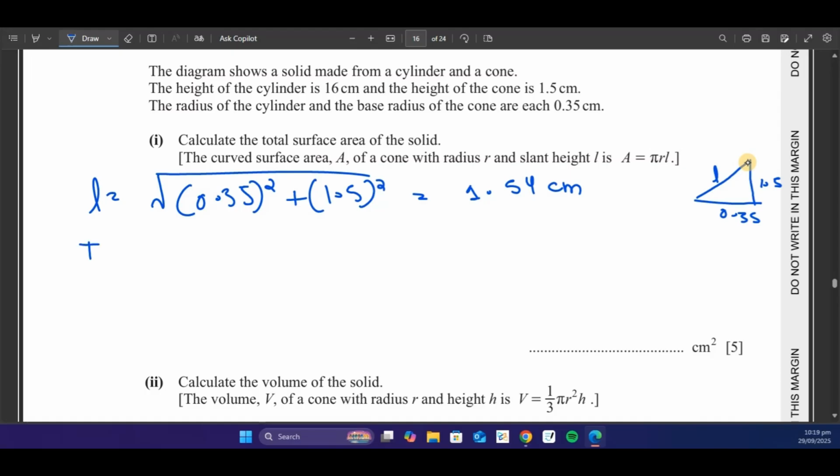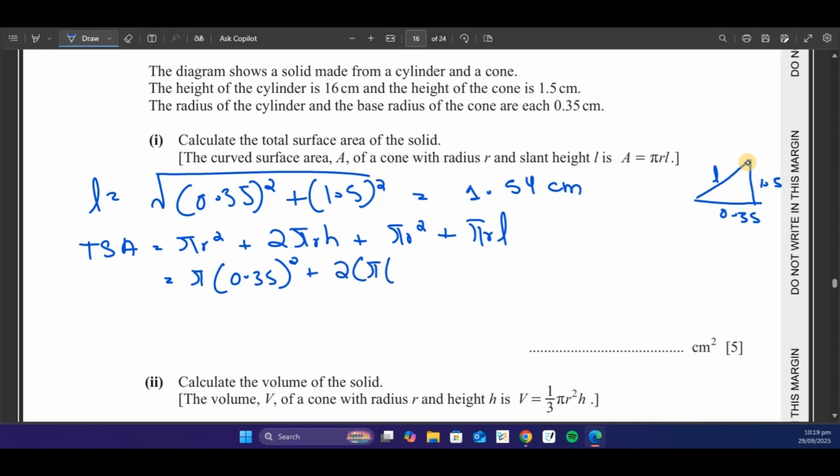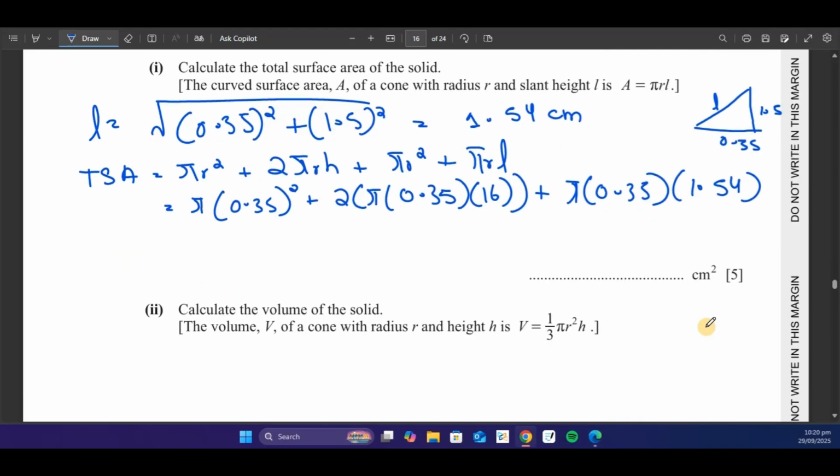All right. Then total surface area is pi r squared plus 2 pi r h plus pi r squared plus pi r l. That would mean pi into 0.35 squared plus 2 into pi into 0.35 into 16, and plus, again, pi r squared. Now we're going to plus pi r l. So that is going to give us pi 0.35 into 1.54. Are we missing something? Pi 0.35 whole squared plus 2 pi rh, pi r squared. Nope, it's okay.